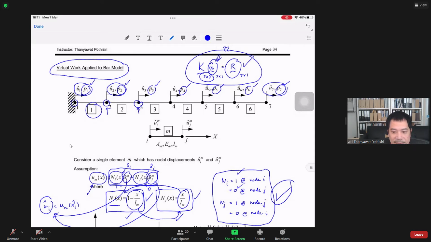Parinya, if you know the forces acting at each degree of freedom, can you solve this equation to find the nodal displacements? Yes. So Parinya suggests that if you know this right hand side vector, then you should be able to solve for u hat based on this equation.